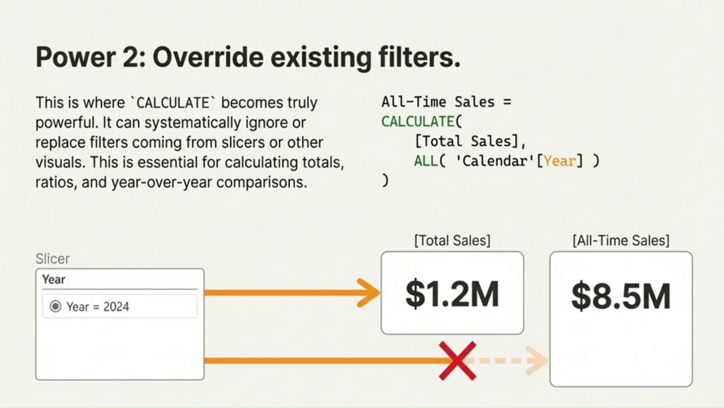This overrides the existing filter. It can selectively ignore or replace filters coming from slicers or other visuals. This is essential for calculating totals, ratios, and year over year comparison. In this example, even though the report is filtered to the year 2024, we calculate all time sales by using the ALL function inside CALCULATE. We remove the year filter completely. This technique is critical for totals, ratios, and year over year analysis.